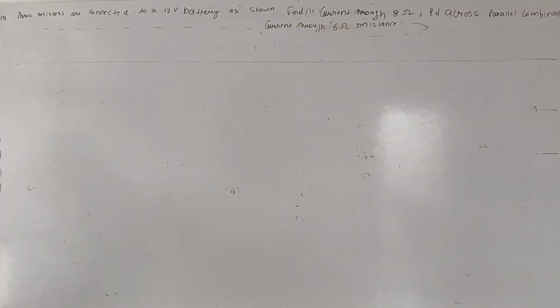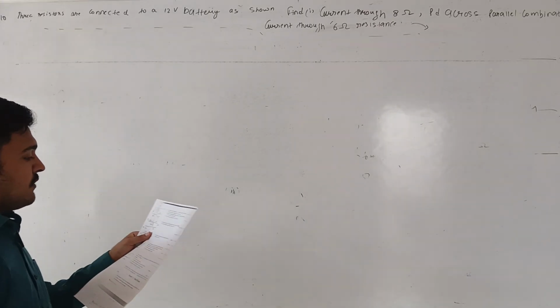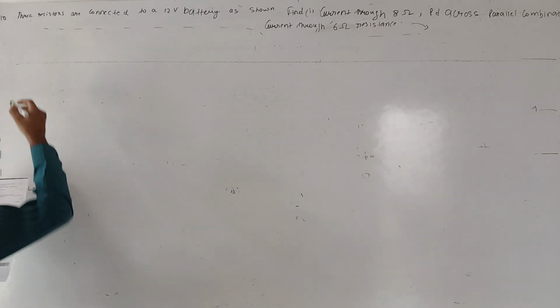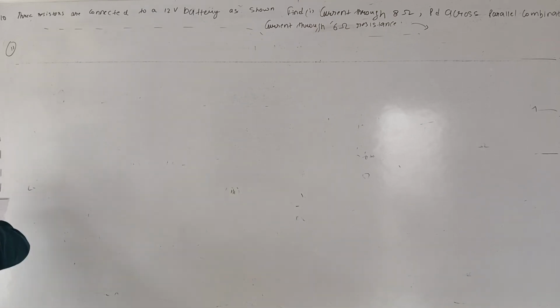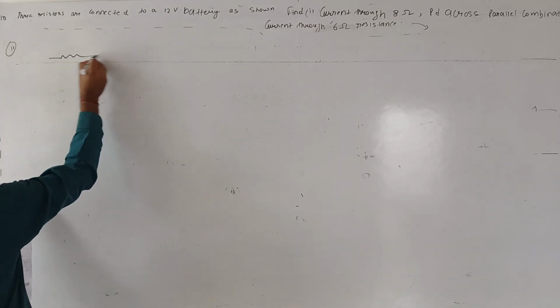So our next question is question number 11. Six resistances are connected together as shown in the figure. We have to find the equivalent resistance.